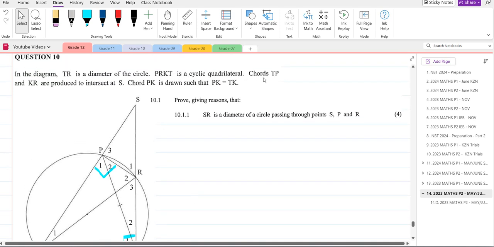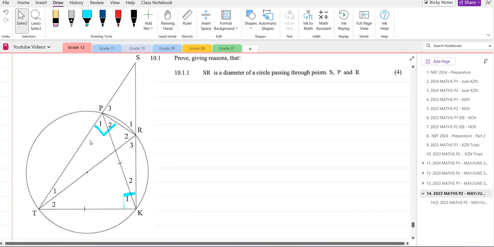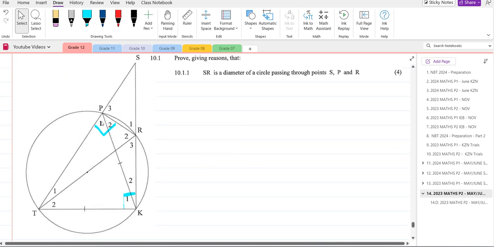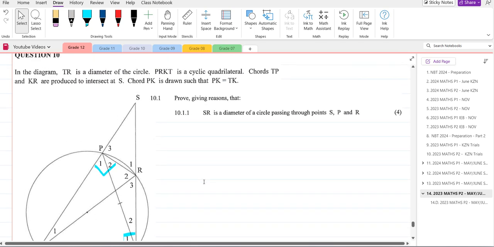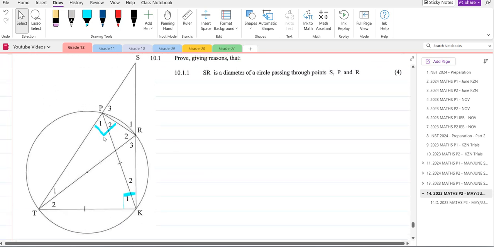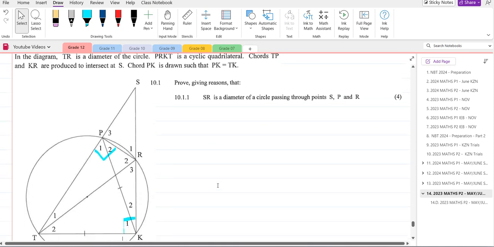PRKT is a cyclic quadrilateral, as we can see. Chords TP and KR are produced to intersect at S. Chord PK is drawn such that PK equals TK. We know that PK equals TK, so we can have base angles of isosceles triangles equal, right? And we know that TR is a diameter. We don't have any tangents, so we can't do much there.